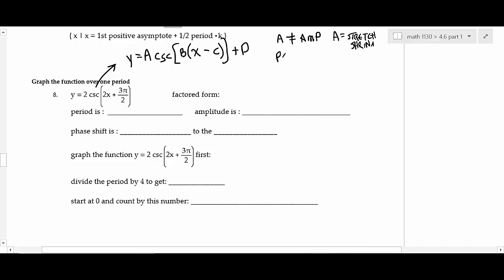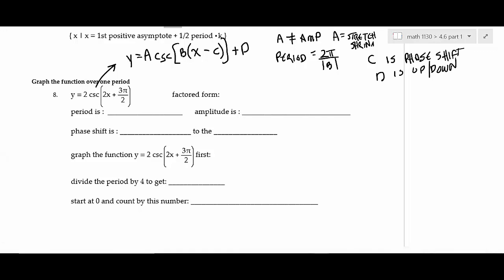So a is just going to do stretching and shrinking vertically. The period is going to be 2 pi over b. Whatever the number in front of x is, you divide 2 pi by that, and that gives you the period. C is the phase shift. And D is just up, down transformations. That's as complicated as it's going to get. This particular problem has a stretch and shrink, a period change, and a phase shift. It doesn't have an up, down.